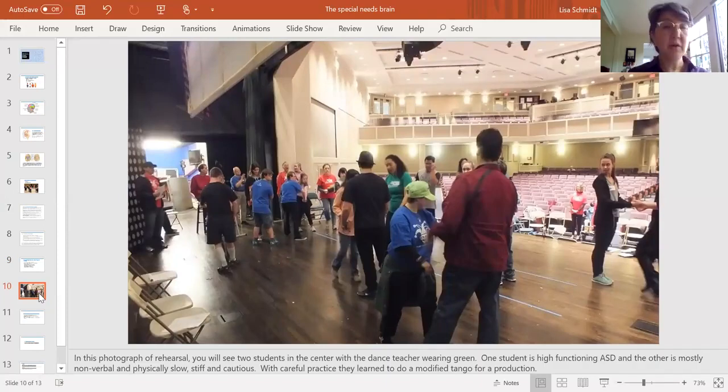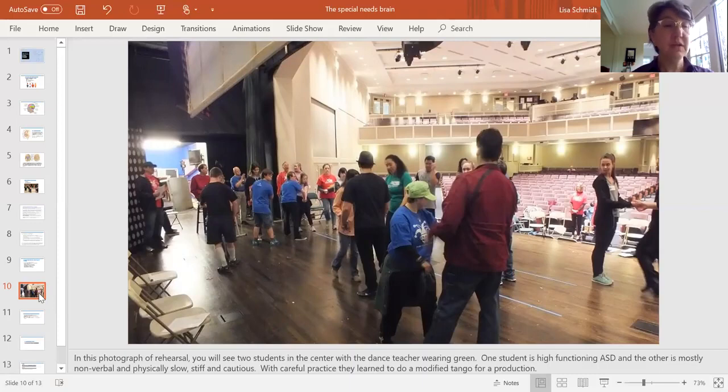And so I would like to take a moment to take apart how the young lady in the center there wearing the pink shirt, she predominantly came to us as low functioning, nonverbal, very stiff, very cut off. She was very physically slow and cautious, but with careful practice over years of work, now 5 years of working with her, this is her learning how to do a tango with the young man who's high functioning. And you'll see the other dancers are standing around her. They aren't doing a tango, she is, and then they're going to do a simple step around her.